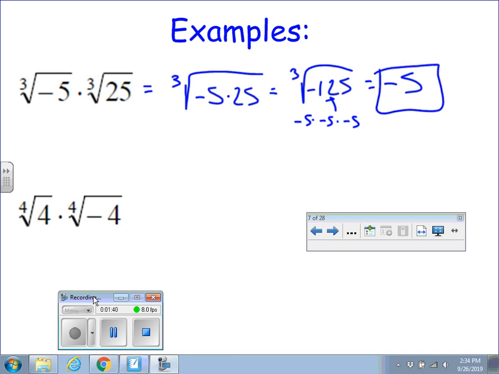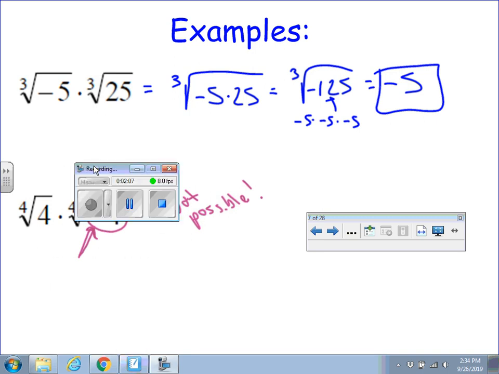Our second problem, we have the fourth root of 4 times the fourth root of -4. Now they both have the same index, but if you look at the second part of this multiplication problem, it's asking you to take the fourth root of a negative number. You can't take the even root of a negative number and get a real root. So right now we're going to say not possible, at least for now.